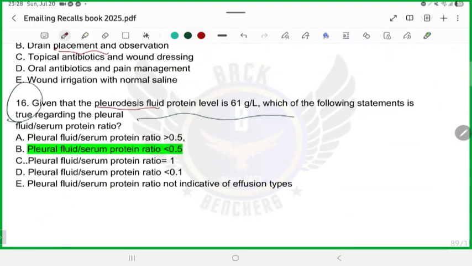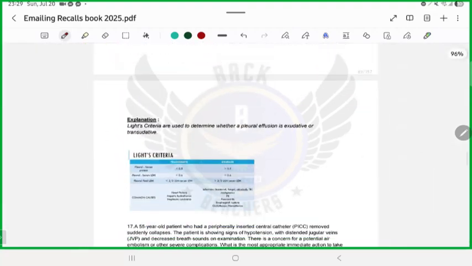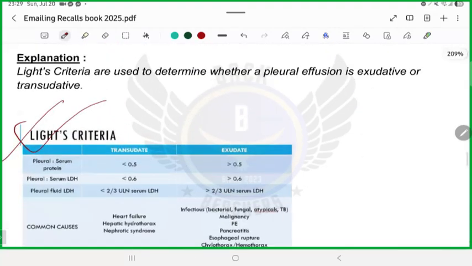Given the pleural fluid protein level 61 gram per liter, which of the following statements is true regarding pleural fluid and serum protein ratio? This is the normal ratio of pleural fluid and serum protein. Pleural fluid protein to serum protein should be less than 0.5. Remember this criteria. 100% important chart.